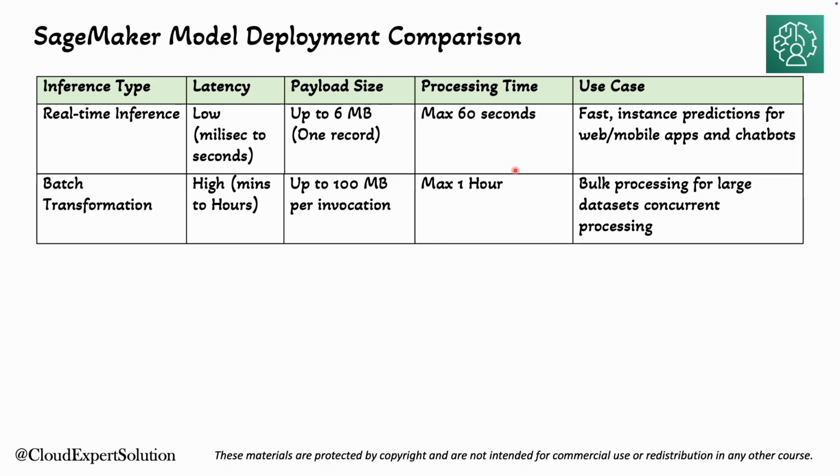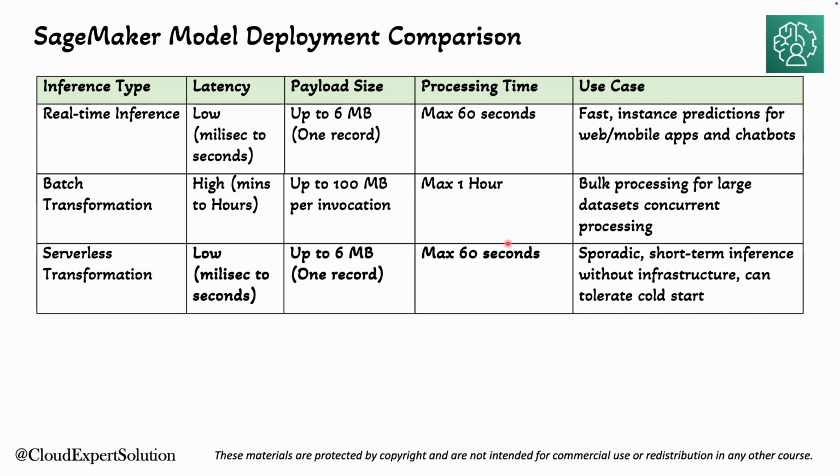If you have a high latency tolerance, between minutes to hours, and your payload size is up to 100 MB per invocation with a processing time of maximum 1 hour, and your use case is bulk processing of a large dataset, then you should choose batch transform.